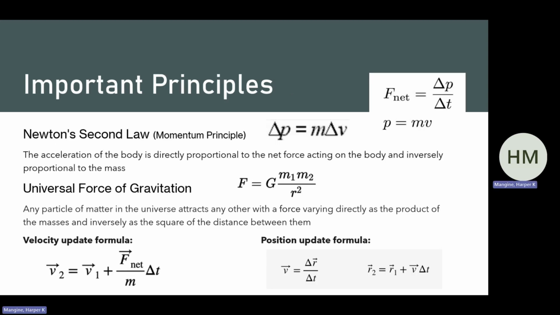So our important principles: Newton's second law, F net equals delta P over delta T, where delta P is mass times the change in velocity. This is basically saying that the acceleration of the body is directly proportional to the net force acting on the body and inversely proportional to the mass. And then these labs were really big on the universal force of gravitation, which is F equals G mass 1, mass 2 over R squared, where R is the distance between the two masses. And then in the second part of the lab, I also had to use the velocity update formula and the position update formula with the spaceship.